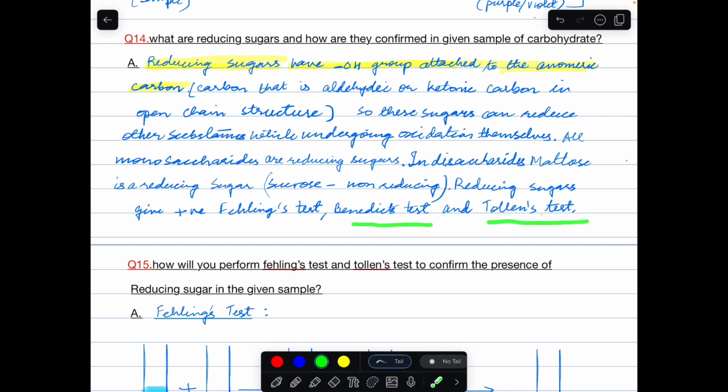First you will do the Molisch test. When you do the Molisch test, a positive result means carbohydrate is there in your sample. That is, first you will identify the broad category, whether it is carbohydrate, protein, or lipid. If you get a positive Molisch test, it is a carbohydrate. Then you will do the specific test for reducing sugar. So these three tests you can do to confirm whether the given sugar sample is a reducing or non-reducing sugar.